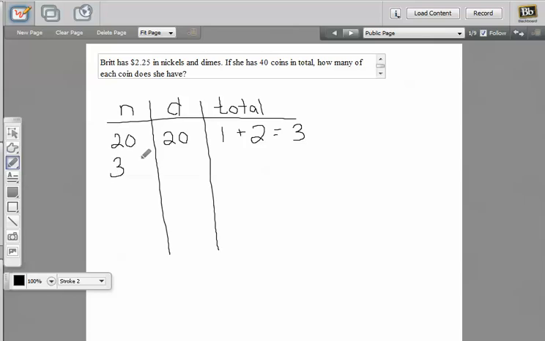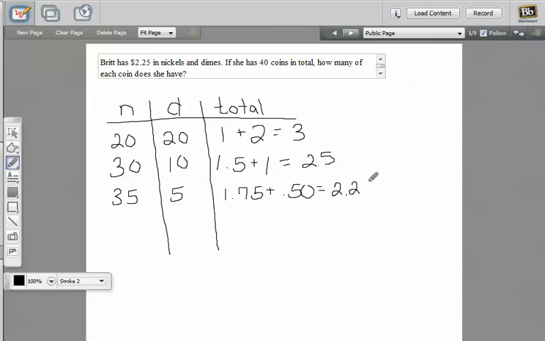So I'm going to play around here, raise the amount of nickels and lower the amount of dimes to 30 and 10. That would be $1.50 in nickels, $1 in dimes, and that would be $2.50. Again, still a little too much, so let's try 35 and 5. 35 nickels is $1.75, and 5 dimes is 50 cents. When we add that together, we get $2.25, which is what we were looking for. So we should have 35 nickels and 5 dimes.